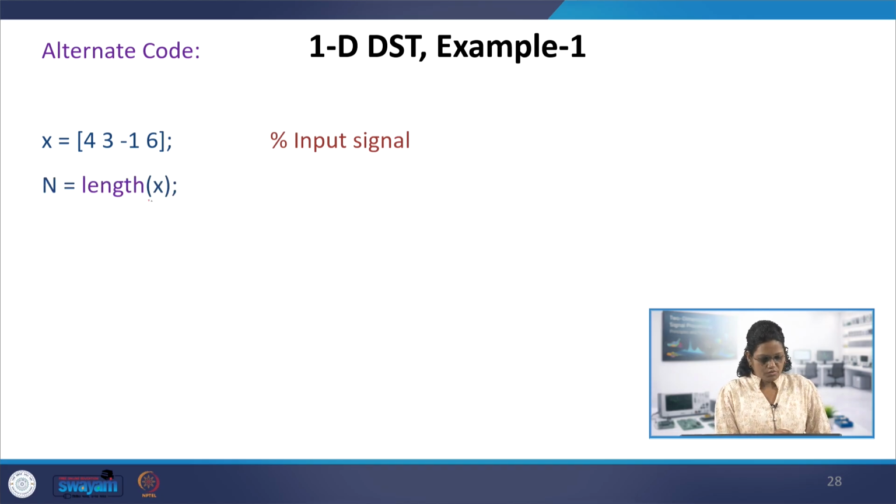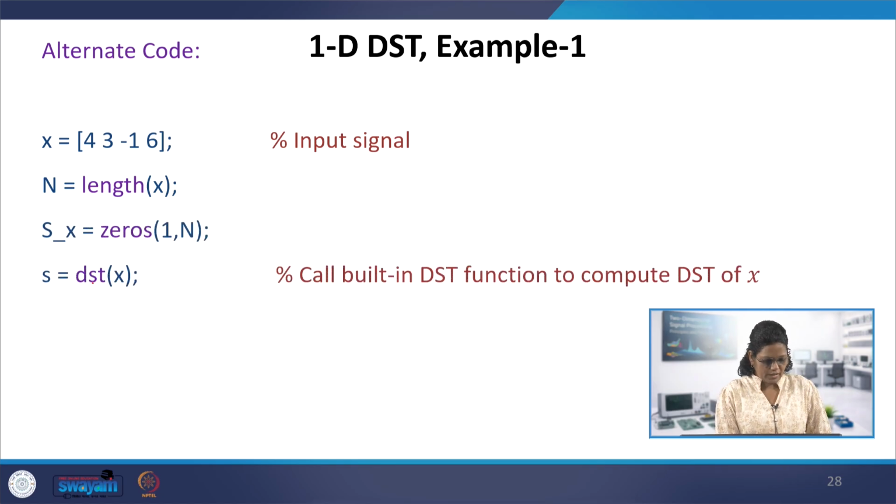Otherwise we can do it in an alternate way, directly using the DST command. There are always two ways in MATLAB. You can do it from scratch, where you know the basis function or the equation of the transform, or using the built-in function. Here is the built-in function dst, the same example with dst of x.